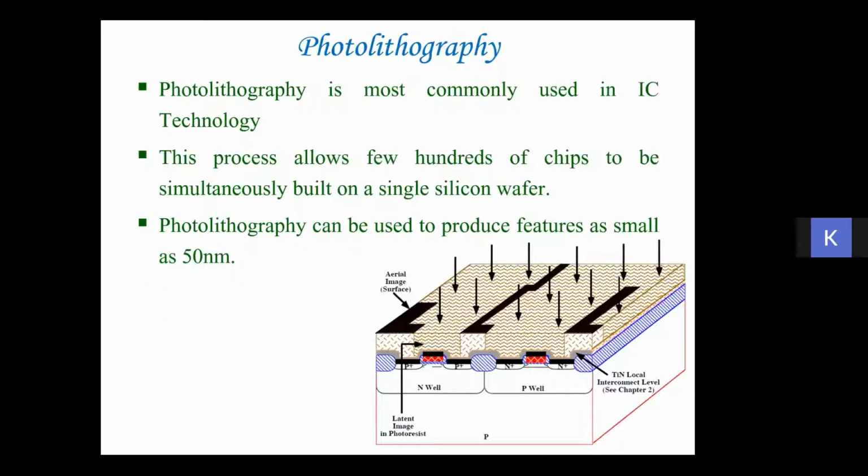Okay. So nowadays, obviously, you cannot do anything without photolithography. You create thousands and lakhs of components within a single chip simultaneously on a single wafer by this process. And the smallest dimension that you can produce, not easily maybe, but you can produce, is 50 nanometer or around that. So that can be produced by photolithography in today's context.